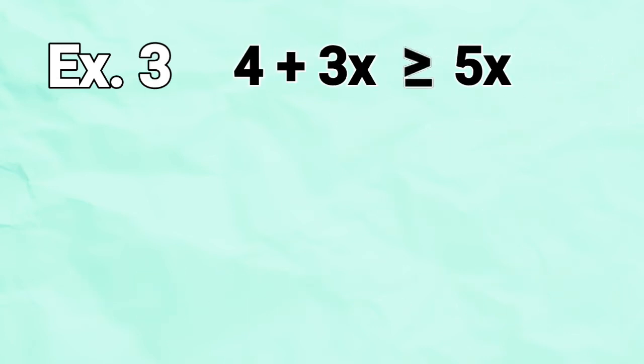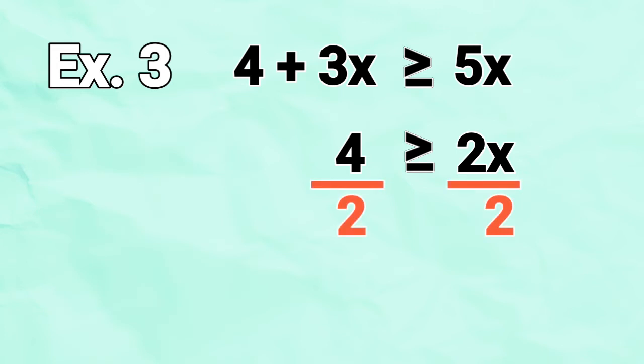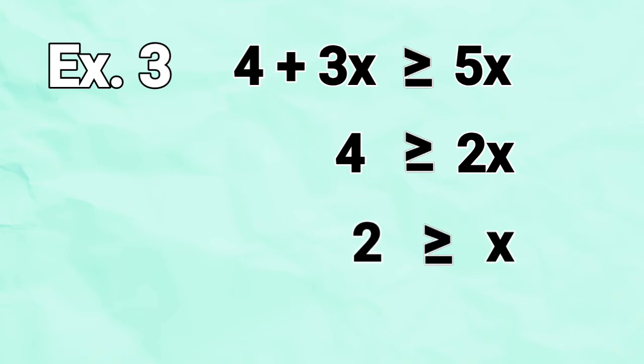For example 3, we have 4 plus 3x is greater than or equal to 5x. Now this time we have a variable on both sides of the inequality. And we want the variable on just one side. So I'm going to remove this 3x by subtracting 3x from both sides. Now we have 4 is greater than or equal to 2x. Next, we want to isolate the variable. So we'll divide both sides by 2, and we're left with 2 is greater than or equal to x.